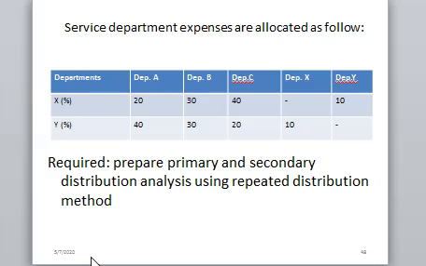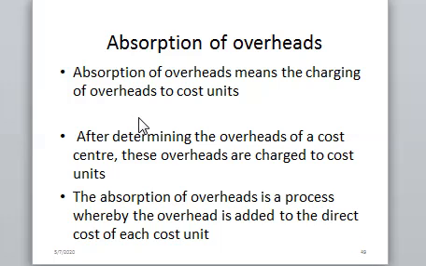So it is similar to what we have looked at, only that this one is a bit general. The last part that we are going to discuss in this chapter is the absorption of overheads. As we said, once you have finished computing those overhead costs, what you need to do is to assign the overheads to a cost unit, meaning you are absorbing your overhead cost to a cost unit.